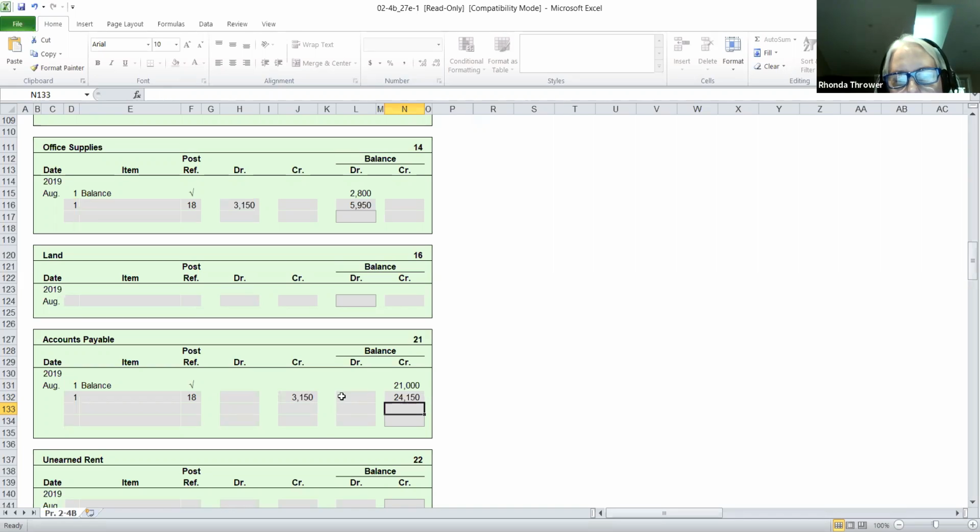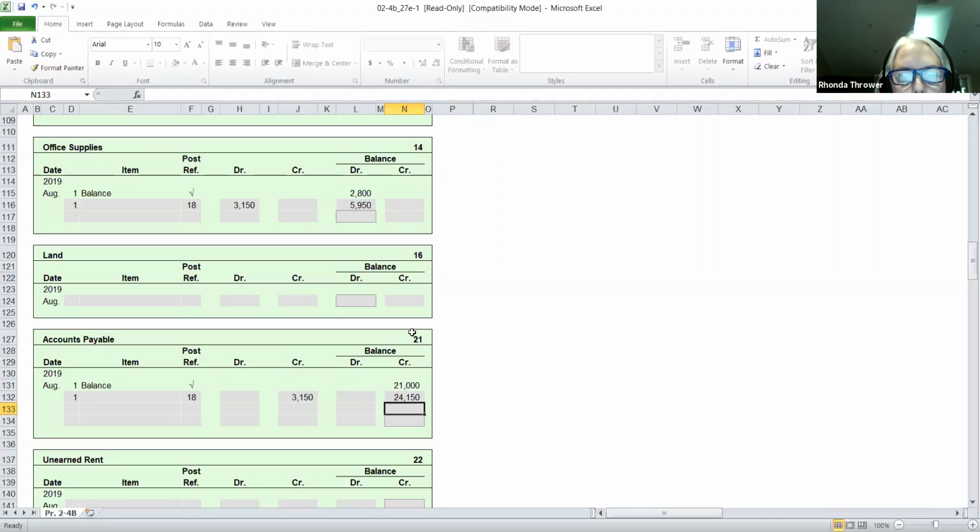Notice I don't see any asterisks yet, so evidently I've done something right. The previous balance plus this new amount that we owe as of August 1st means we owe a total amount of $24,150.